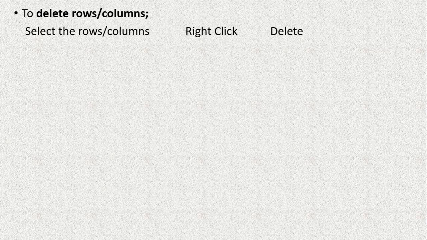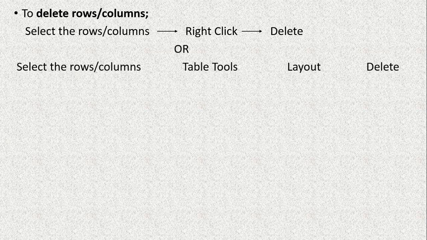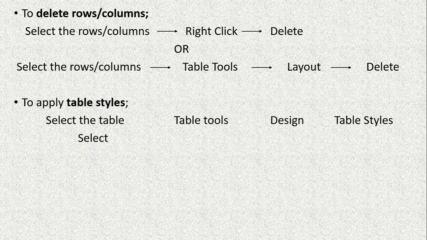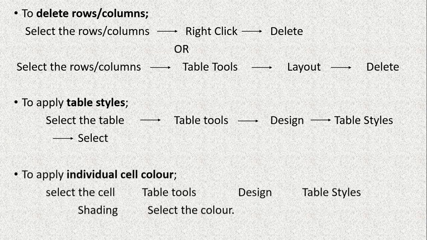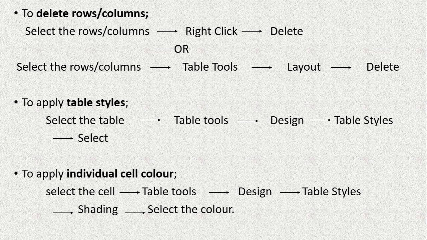To delete rows or columns, select the rows or columns. Right-click, and delete. Or, select the rows or columns. Go to Table Tools, Layout, and delete. To apply table styles, select the table. Go to Table Tools, Design, Table Styles, and select. To apply individual cell color, first select the cell, then select Table Tools, Design, Table Styles, Shading, and select the color.